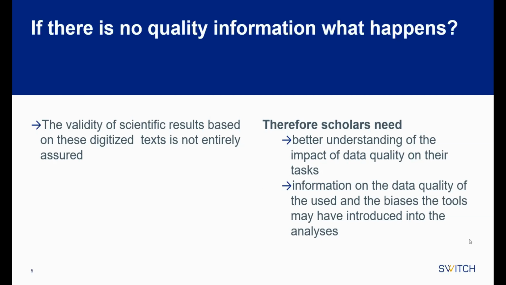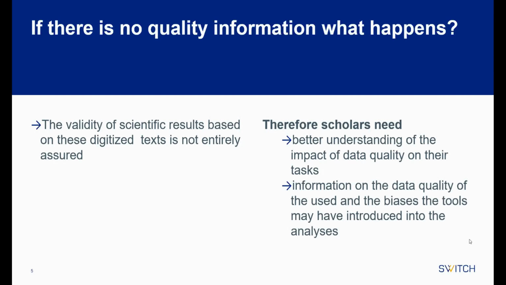Yeah. And then the question is, how can scholars be supported in assessing the data quality for the specific research tasks? To correct errors in data, human input is in many cases still indispensable. However, humanities scholars need to be able to assess how data quality and inherent bias within tools influence their research tasks. Therefore, they need specific information on the data quality of the sub-collection used and the biases the tools provided may have introduced into the analysis.